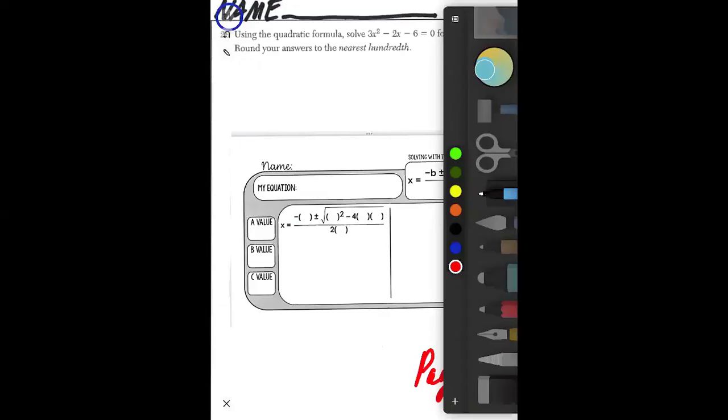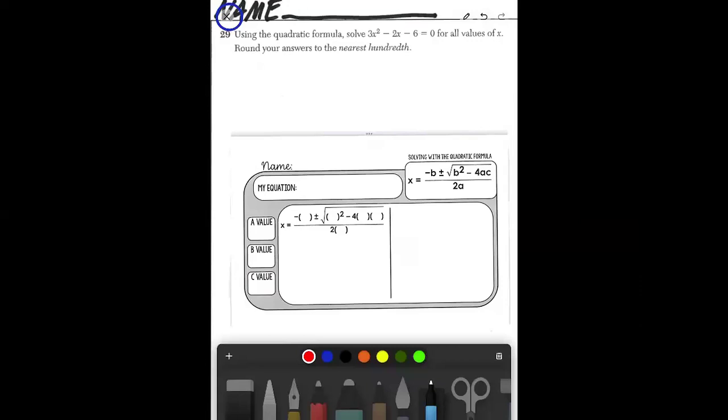The very first thing that you see is a quadratic. It says using the quadratic formula, solve 3x squared minus 2x minus 6 equals 0 for all values of x. One of the things you should know is anytime they say for all values, they're basically saying this equation is going to have more than one solution. So be careful, make sure you find them.